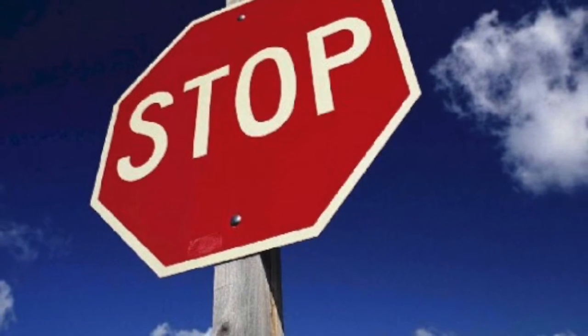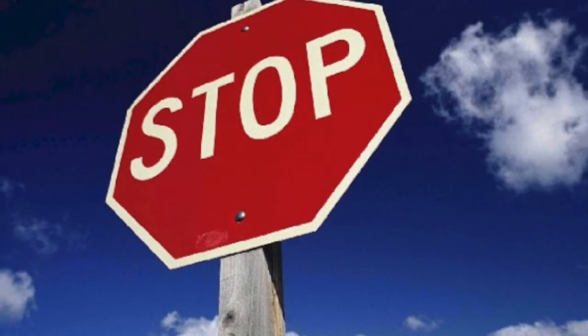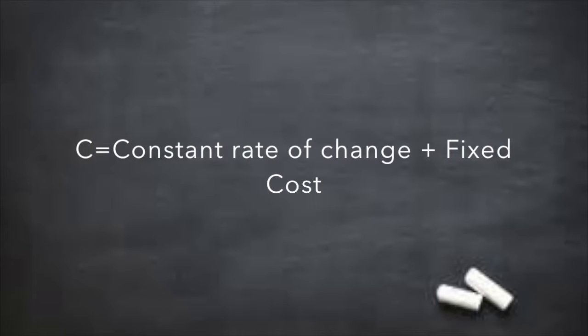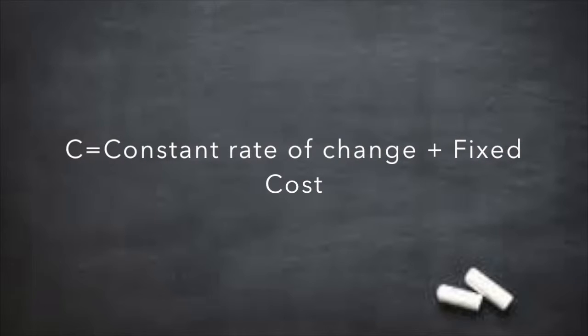But wait, we're forgetting. That's just my average rate of change. We also have what are fixed costs. So a linear equation is consistent rate of change plus my fixed costs.